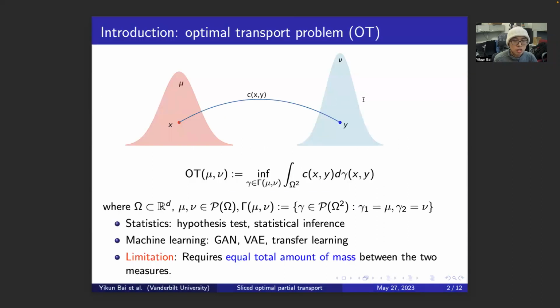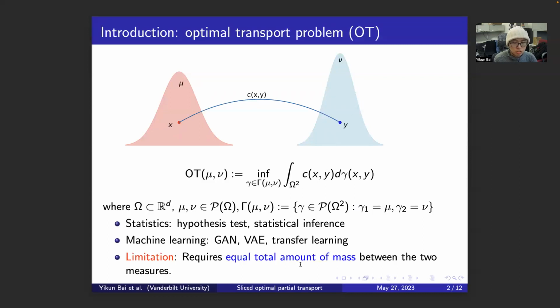Okay, so what is optimal transport? Suppose you have two measures, mu and nu, which are normalized to be probability measures. The optimal transport problem studies how to find the most efficient way to move all the mass from mu into nu. OT has many applications in statistics and machine learning. However, the classic OT requires the total amount of mass to be equal.